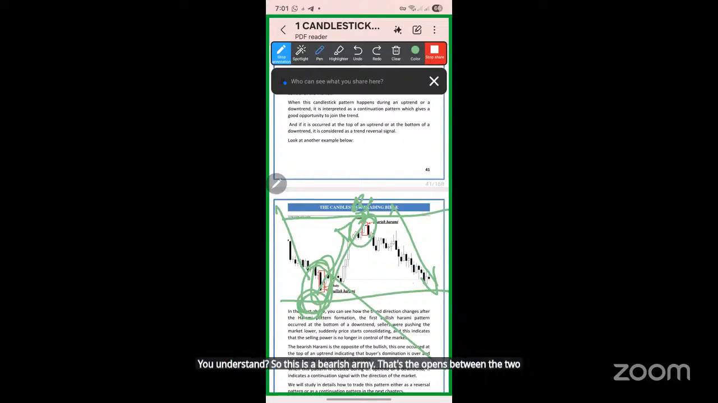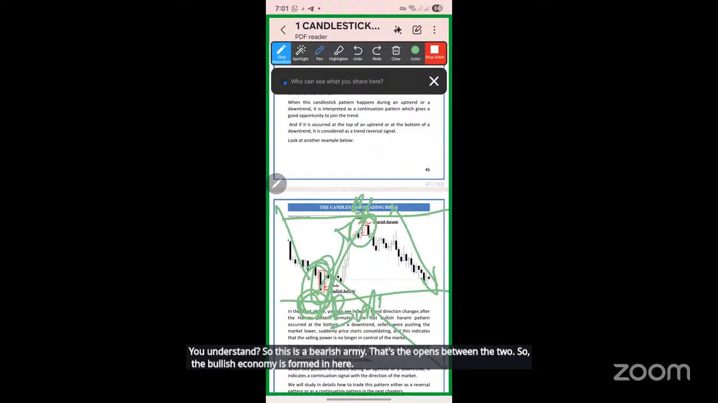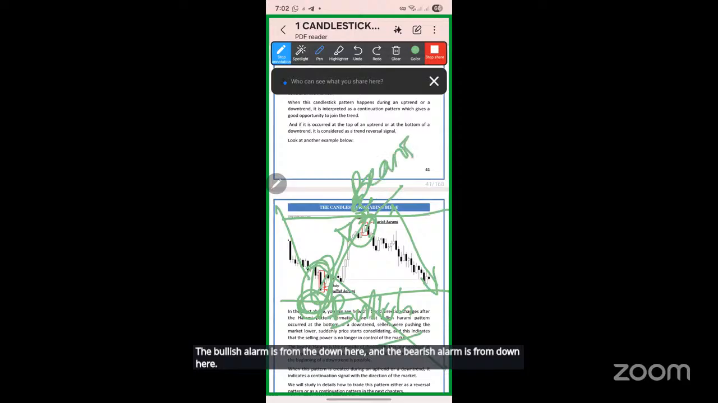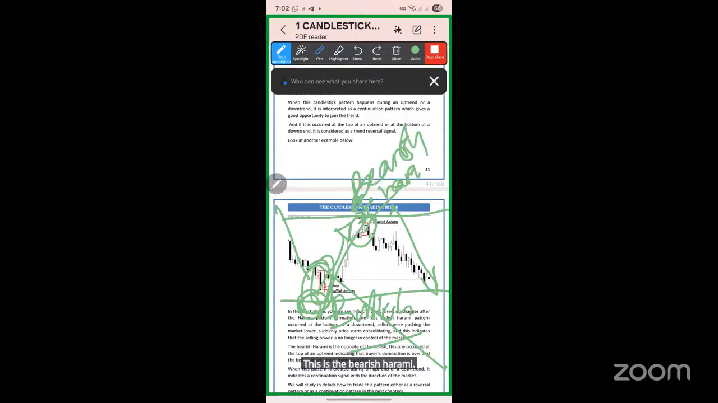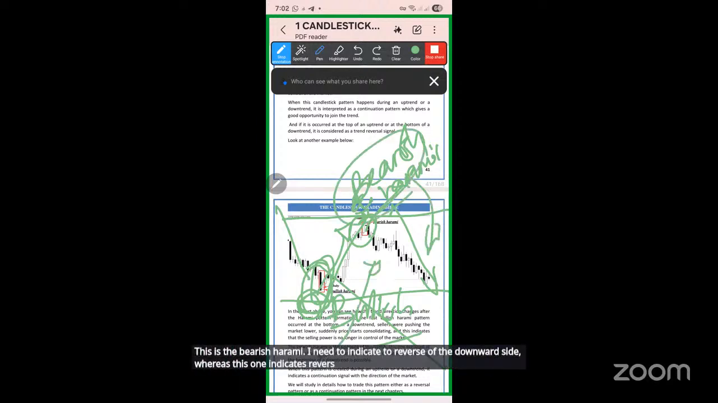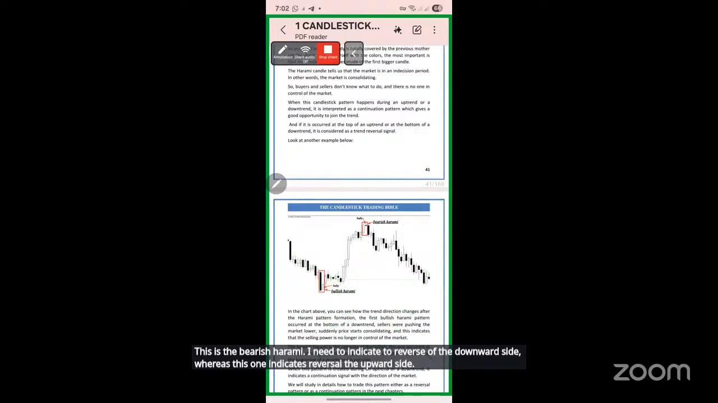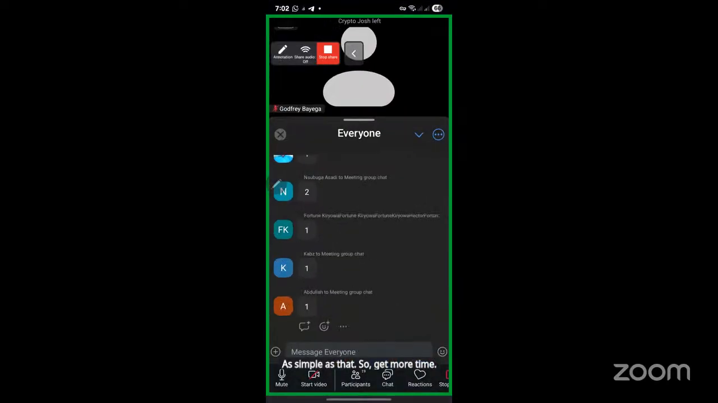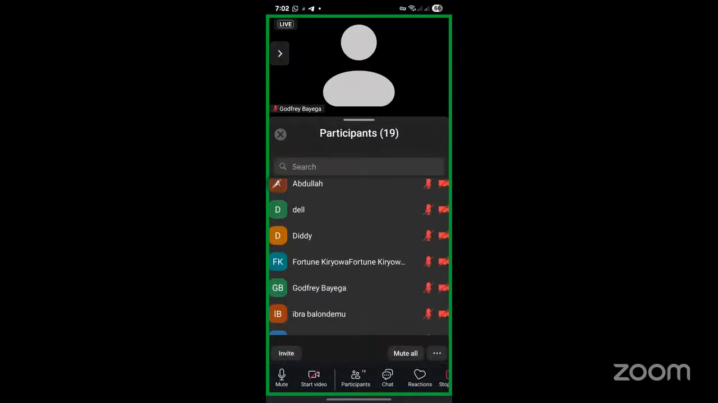So the bullish harami is formed down here, and the bearish harami is formed up here. This is the bearish harami, and it indicates reversal to the downward side, whereas this one indicates reversal to the upward side. As simple as that. So get more time.